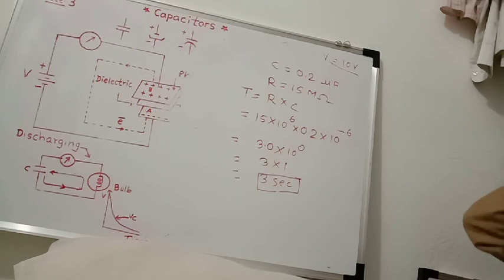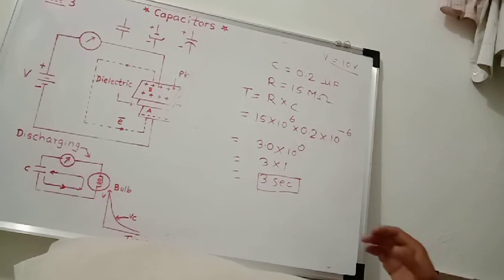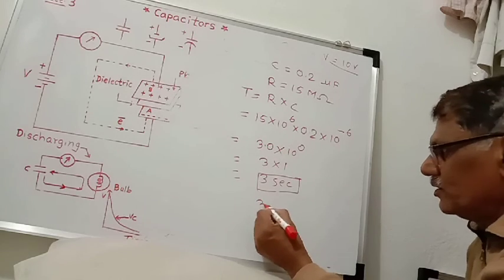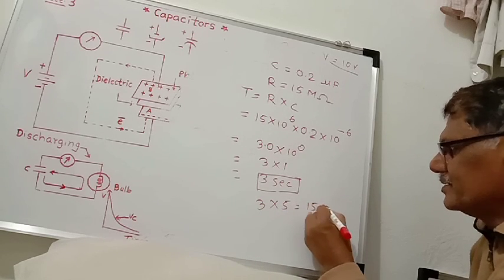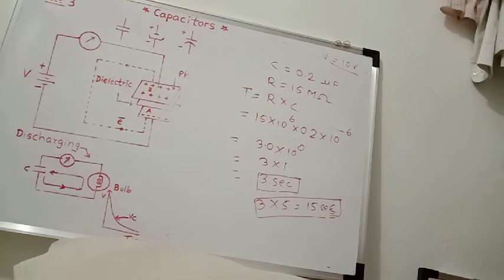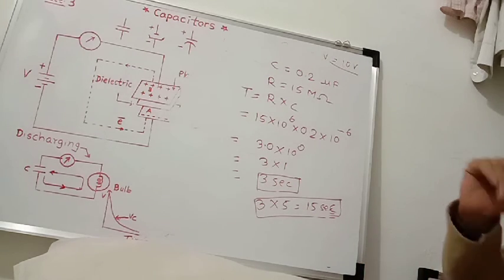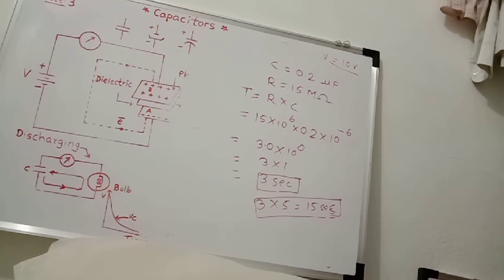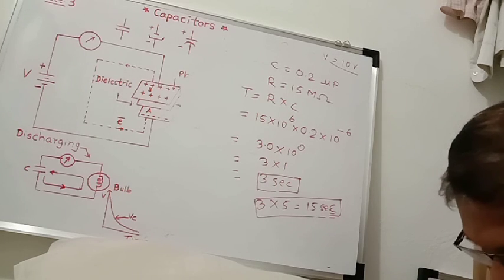So for fully charged, we have to take 5 time constants. So 3 into 5, that is 15 seconds. In 15 seconds the capacitor will get fully charged. So we have to take 5 time constants, 3 into 5, that is 15 seconds. Okay, so we will stop here.